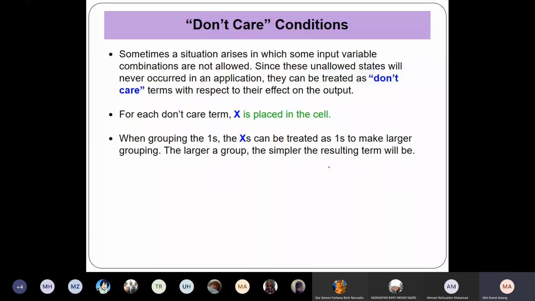So for these don't care terms, we place an X in the cell. When grouping the ones, the X can be treated as 1 to make a larger grouping. The larger a group, the simpler the resulting terms will be. So you can use the don't care cells to simplify your expression.